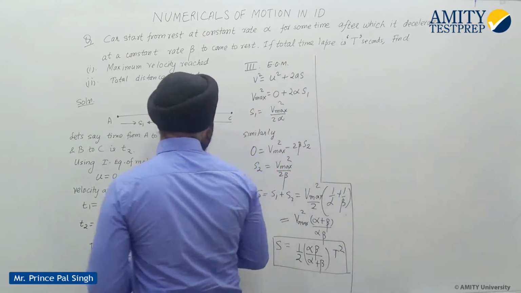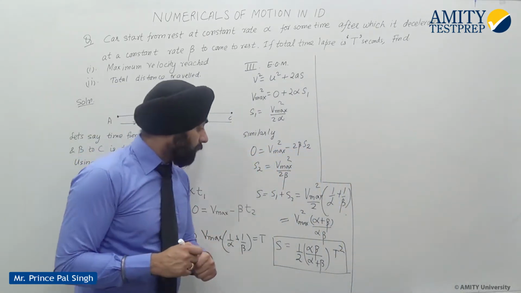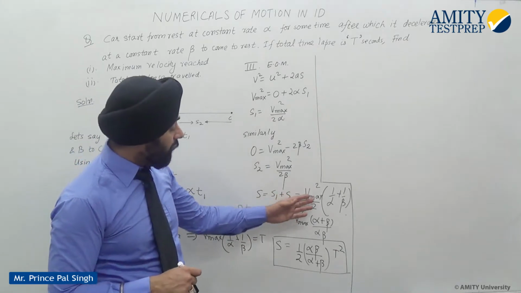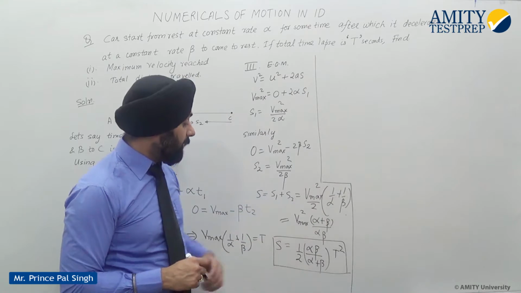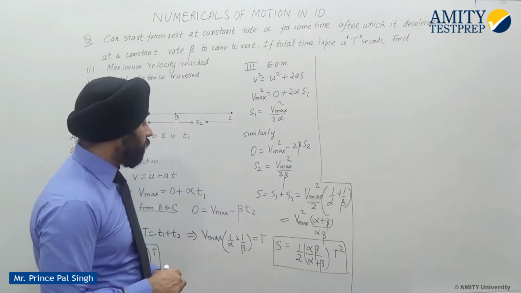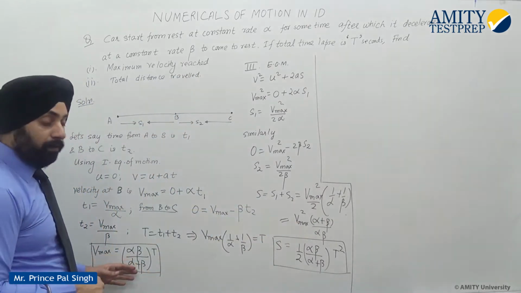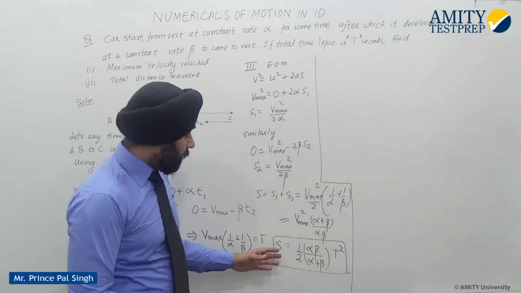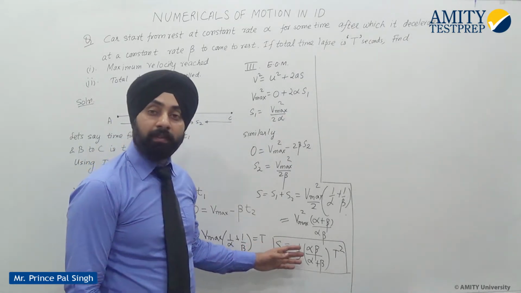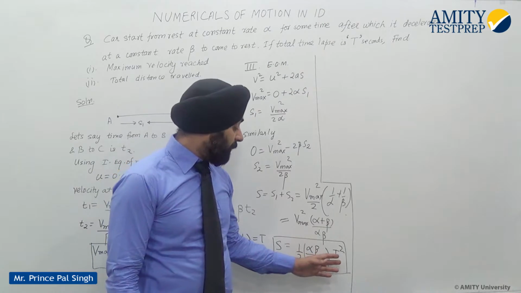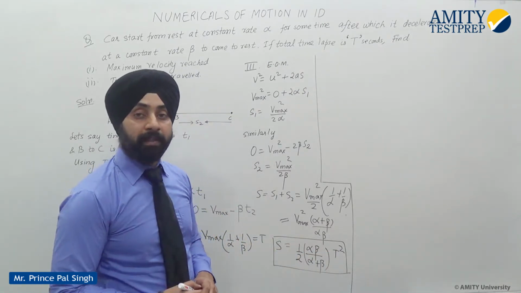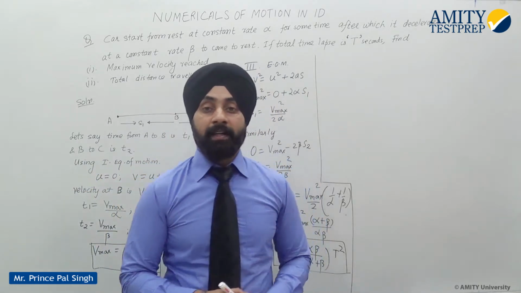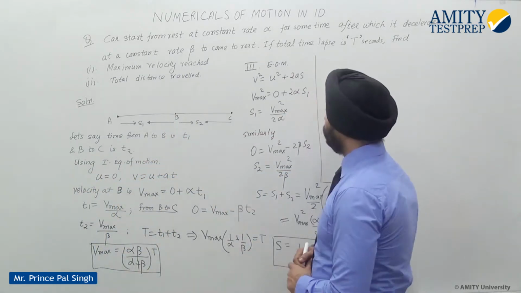If I add these two, S1 and S2, I will get Vmax square by 2 times the bracket 1 upon alpha plus 1 upon beta, and putting the value of Vmax from here, we get the distance travelled by the car is half, alpha beta upon alpha plus beta, into T square. We can do this question by the graphical method also, that is by drawing the velocity time graph.